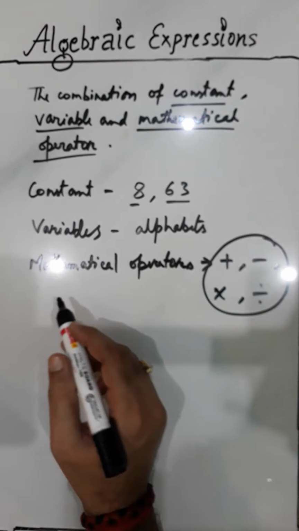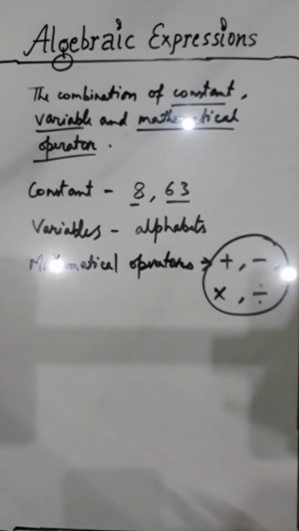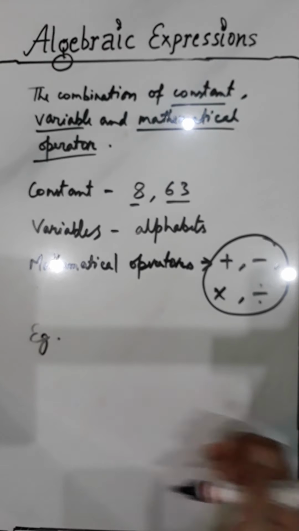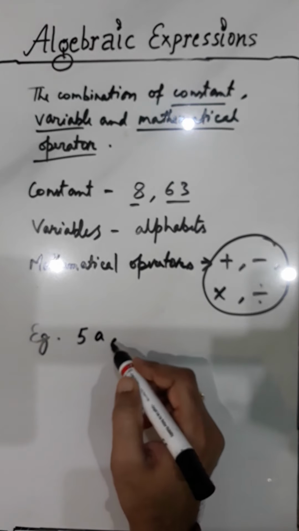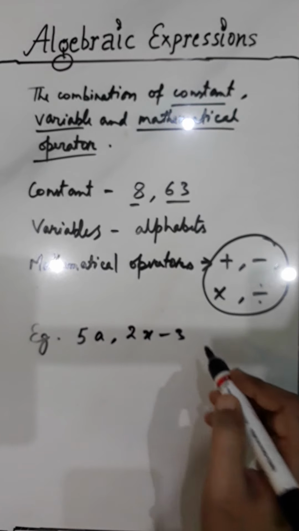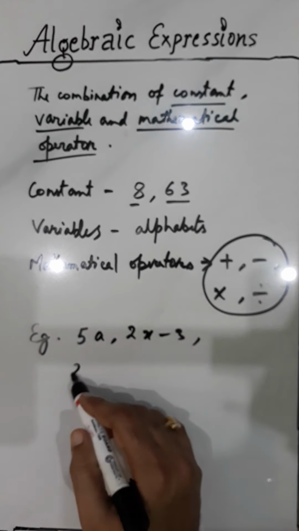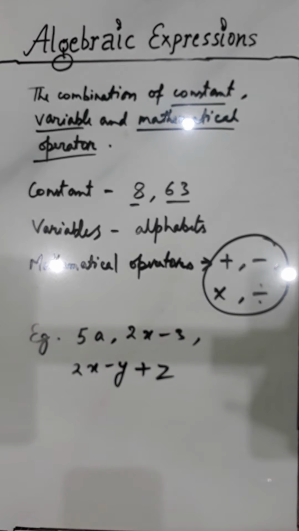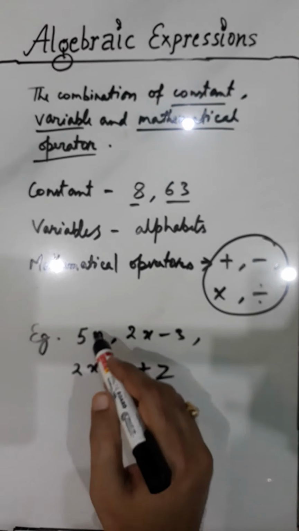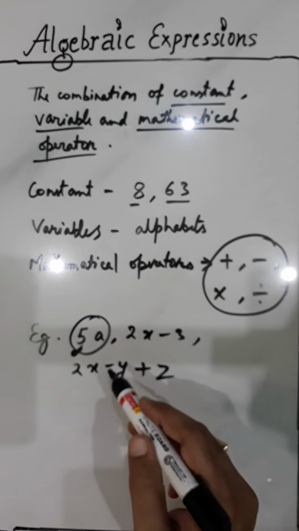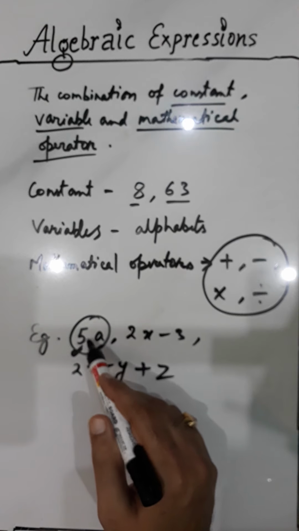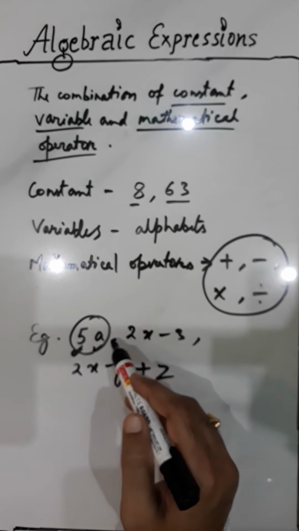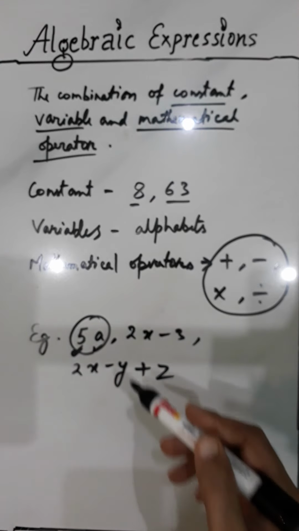So now let us take examples of algebraic expression. For example, it is 5a, then it can be 2x minus 3, or it can be 2x minus y plus z. These are the examples of algebraic expression. Why? Because they have constants. If you see the first one, 5 is the constant, a is the variable, and if there is no sign, it means it is getting multiplied. It means it is 5 into a. That is why there is a mathematical operator also.